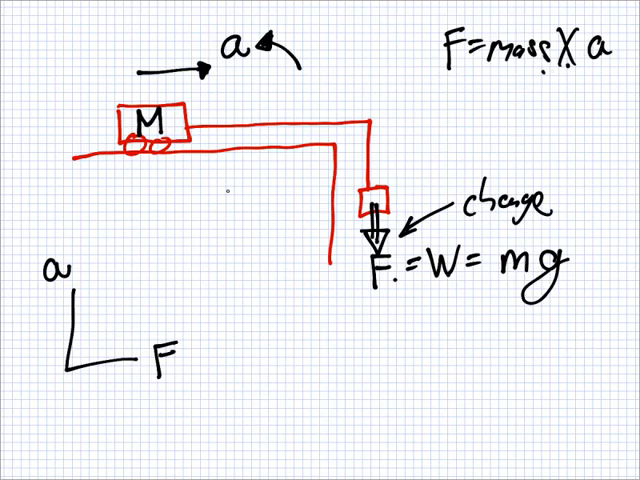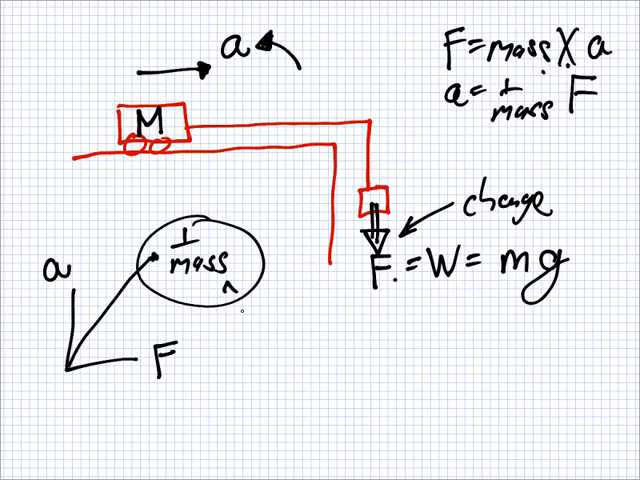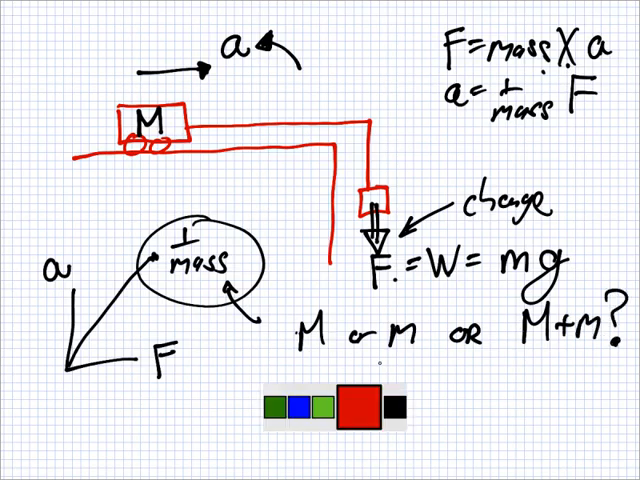Now, I can rearrange this to A equals 1 over the mass times F. So what does the slope here equal? 1 over the mass. Now, which mass is it? Is it M or m or M plus m? M plus m. It's this one.